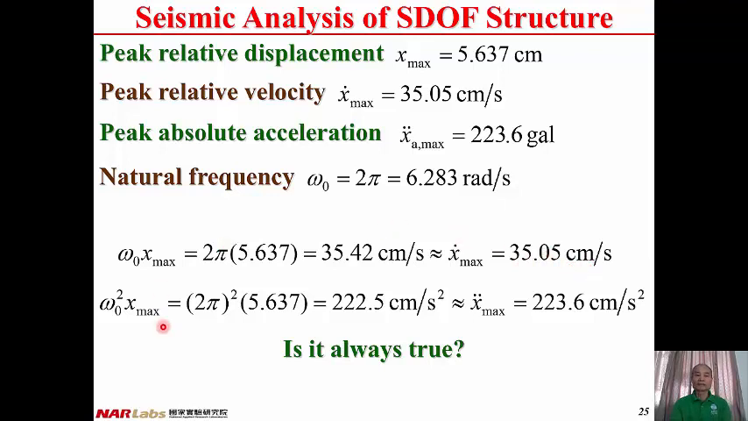If we multiply the peak relative displacement by omega 0 square, equal to 2 pi square times 5.637, we get 222.5 centimeter per second square, which is close to the peak absolute acceleration, 223.6 centimeter per second square. And is this result case by case, or is it always true? That's the question for all of you.